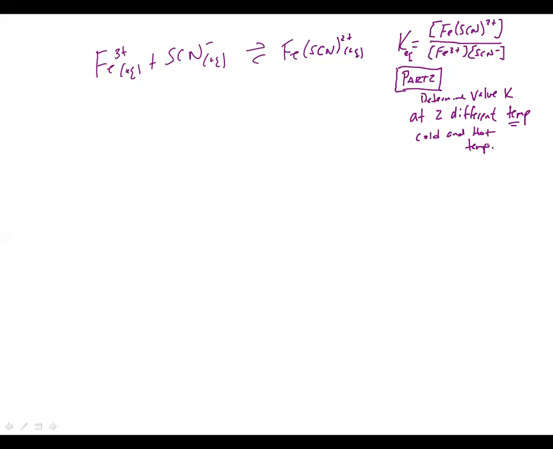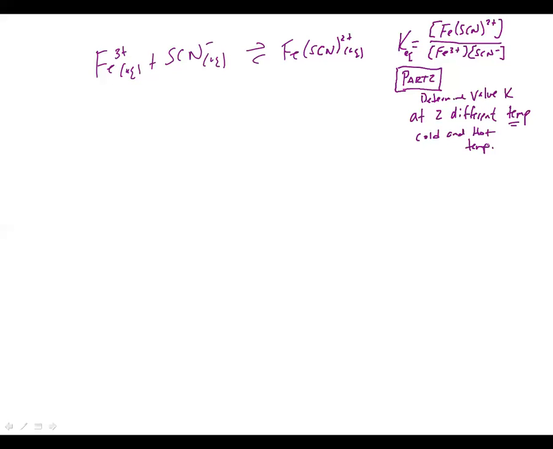The one exception to that is temperature. Temperature is the only thing that will affect the actual value of K, the equilibrium constant. That's because as you increase or decrease the temperature, the system may come to equilibrium at a different ratio. So, for example, at room temperature, the K value may be 20.